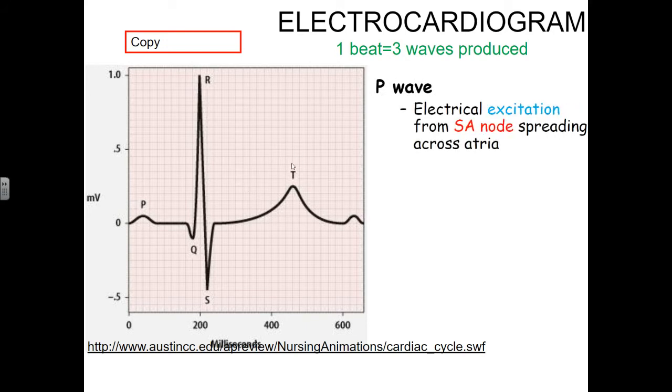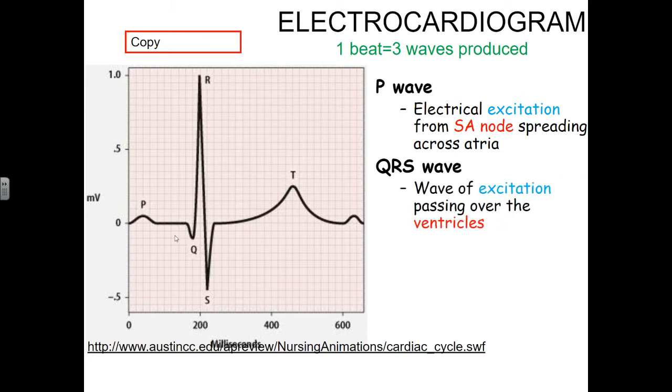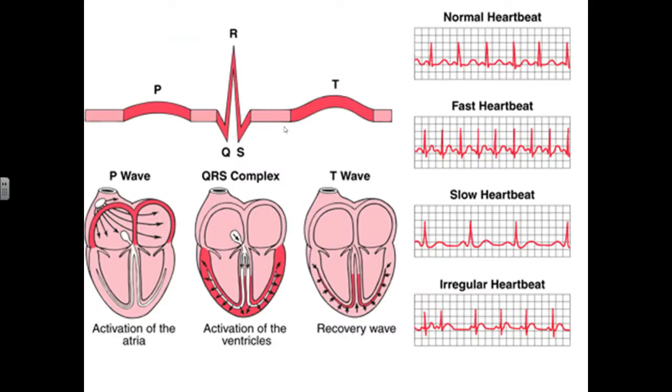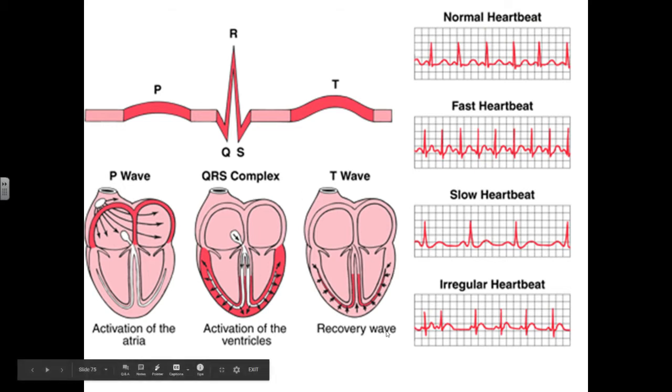So you've got the P wave, which is the electrical excitation from the SA node spreading across the atrial muscle tissue. So you can see this up is the spreading of the electrical signal. We then have what's called the QRS complex, or QRS wave. So it's a wave of excitation giving you ventricular systole, and then the recovery of the ventricles gives you this T wave. So this is lots of funky diagrams showing you the P wave, the QRS complex, and the T wave. This is repolarization, and how it maps out onto the ECG.